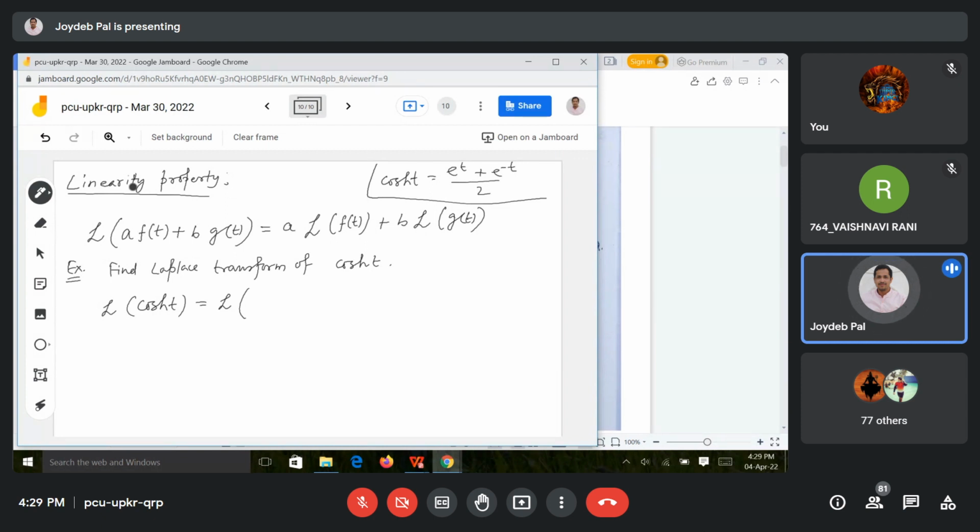If it is cos hyperbolic 2t, then e to the power 2t plus e to the power minus 2t by 2. If it is cos hyperbolic 3t, then it will be e to the power 3t plus e to the power minus 3t by 2. So e to the power t by 2 plus e to the power minus t by 2. Now I can write 1 by 2 e to the power t plus 1 by 2 e to the power minus t.